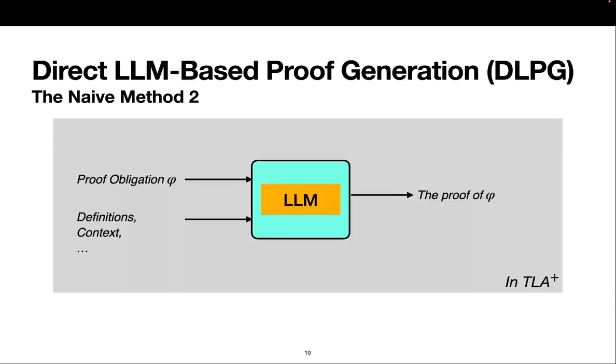So if the symbolic prover alone is not enough for complex obligations, what about LLMs? The second naive method is to just use the LLMs to produce the entire proof in TLA+. We call this approach direct LLM-based proof generation, or DLPG for short. The high-level idea of this method is just to give the proof obligation to an LLM and then ask it to generate the entire proof directly in TLA+, and hope for the best.